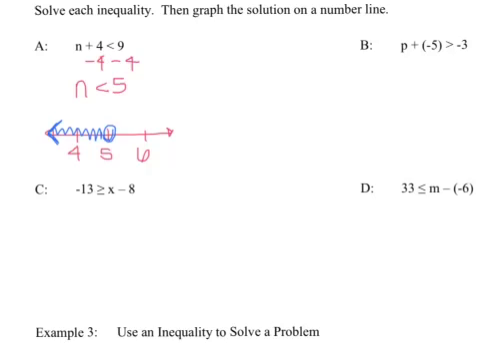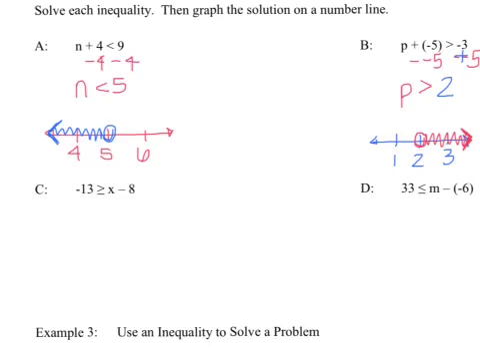Same idea for B. So we have p plus negative 5, so we're going to minus a negative 5 from both sides. So that means p is greater than negative 3 minus negative 5, so negative 3 plus 5, so we get a 2. So draw your number line. We put a 2 on there, surround it with a 1 and a 3. We have an open circle because it's not an equal to, and p is greater than 2, so we want all the numbers greater than 2, so we go this way.